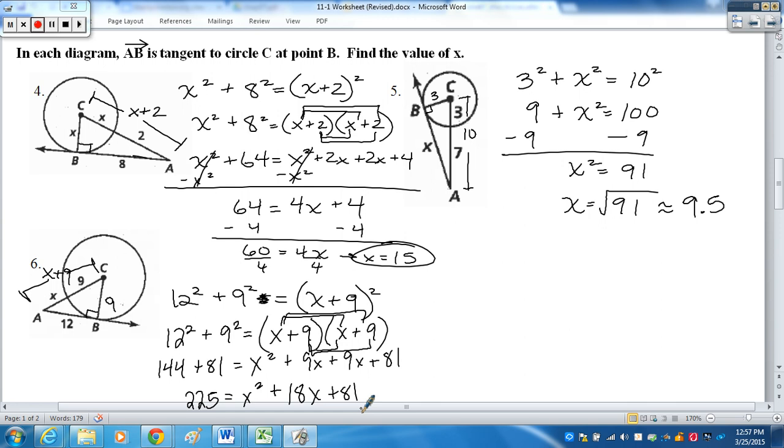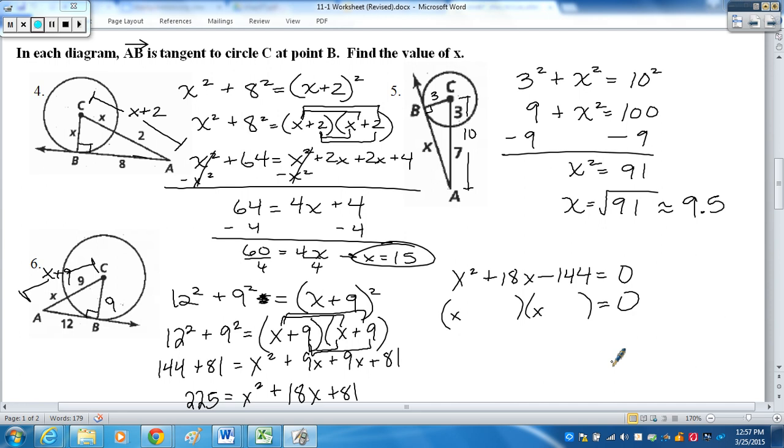All right. Now, because it's a quadratic, I got to get everything to one side and set it equal to 0. So I'm going to subtract 225 from both sides. So that's going to be x squared plus 18x minus 144 is equal to 0. Now, you can either use your quadratic equation or you can FOIL that. So we have x, we have x. Factors of 144 that would have a sum or difference of 16 or 18. Let's see here.